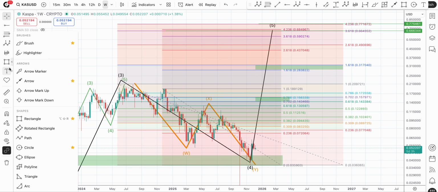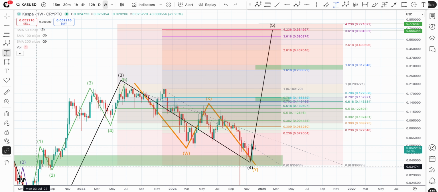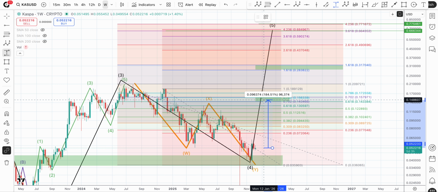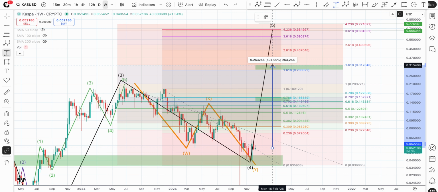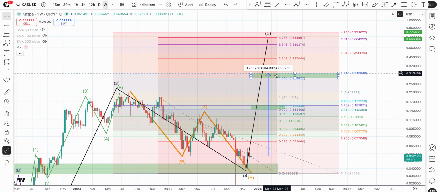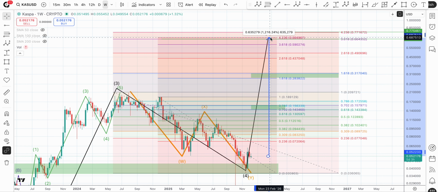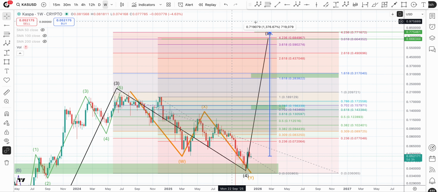If we're talking about how much is left from a percentage standpoint, yeah, this thing in an alt season should be going more than 185%. We go up here more to the conservative target, we'll say 32 cents. That's a 6x. We go up to my primary target up here. We're talking a 13x. We go full blow off closer to a 15x.